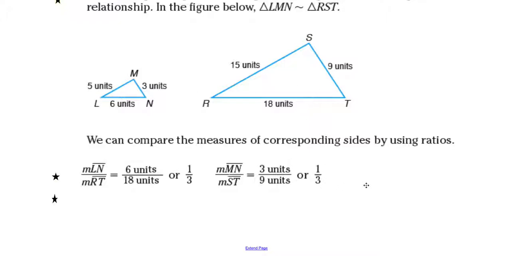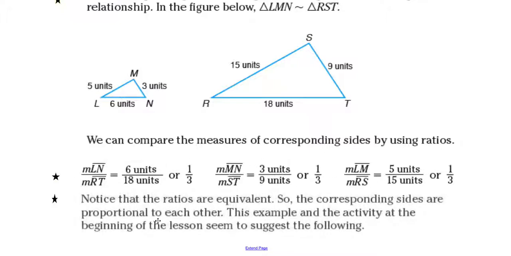And let's take a look at one more pair of corresponding sides, and that's LM and RS. Again, the numerator is our small triangle. So the measure of segment LM over the measure of segment RS is 5 over 15, or still 1/3. You notice that the ratios are equivalent. So the corresponding sides are proportional to each other.